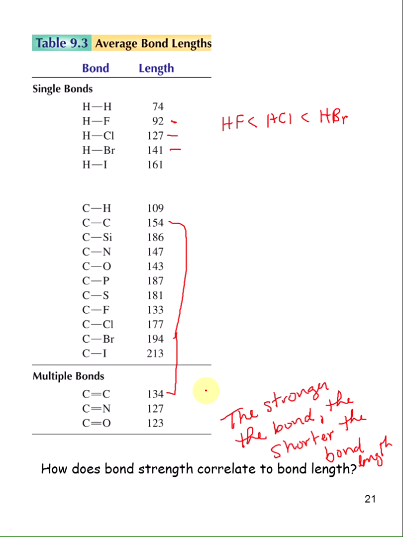And we can make this comparison also with carbon-nitrogen. See 147 versus 127. So going from a single bond to a double bond, we've increased the bond order. And so that means that the bond has gotten shorter. So the bond order increases because we've got a double bond versus a single bond, so the bond's going to get shorter.